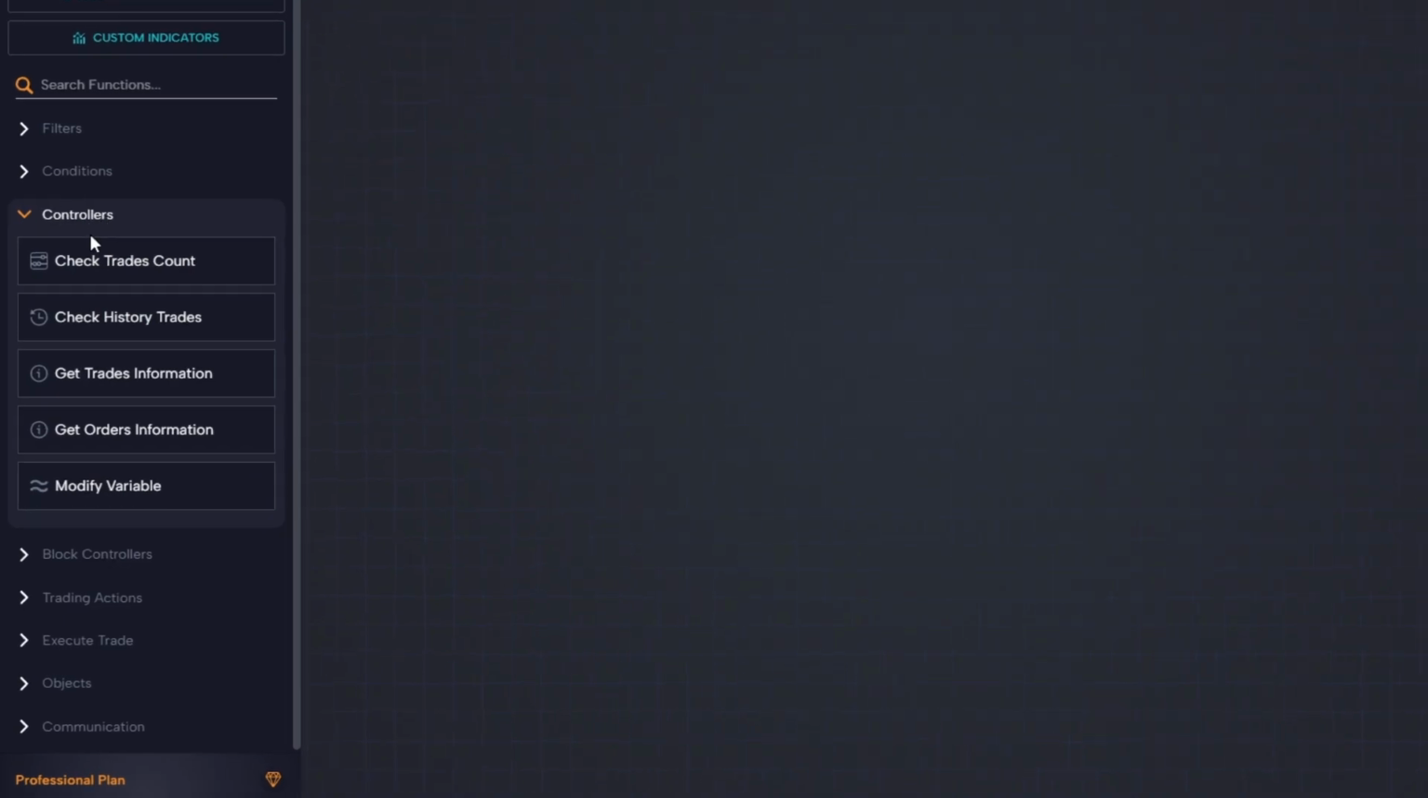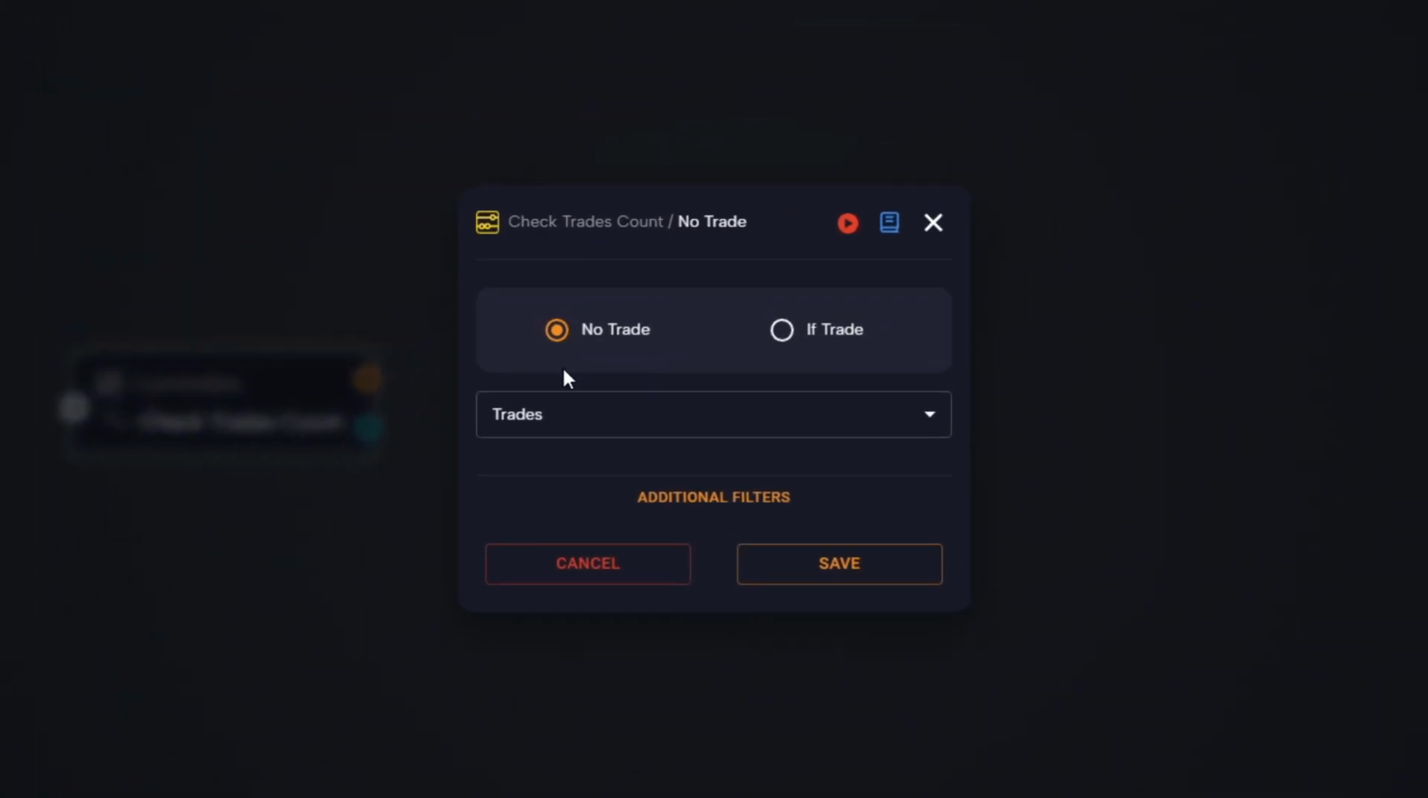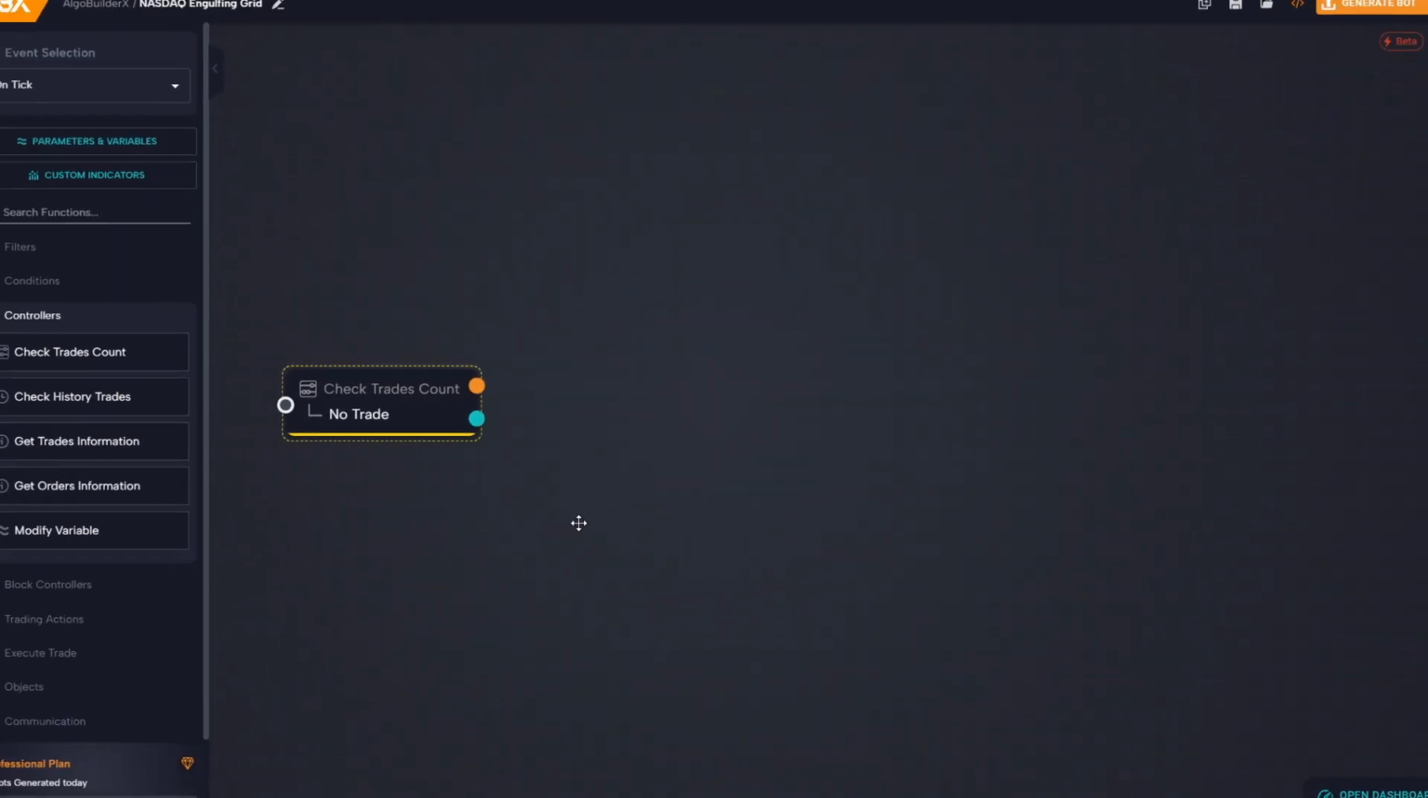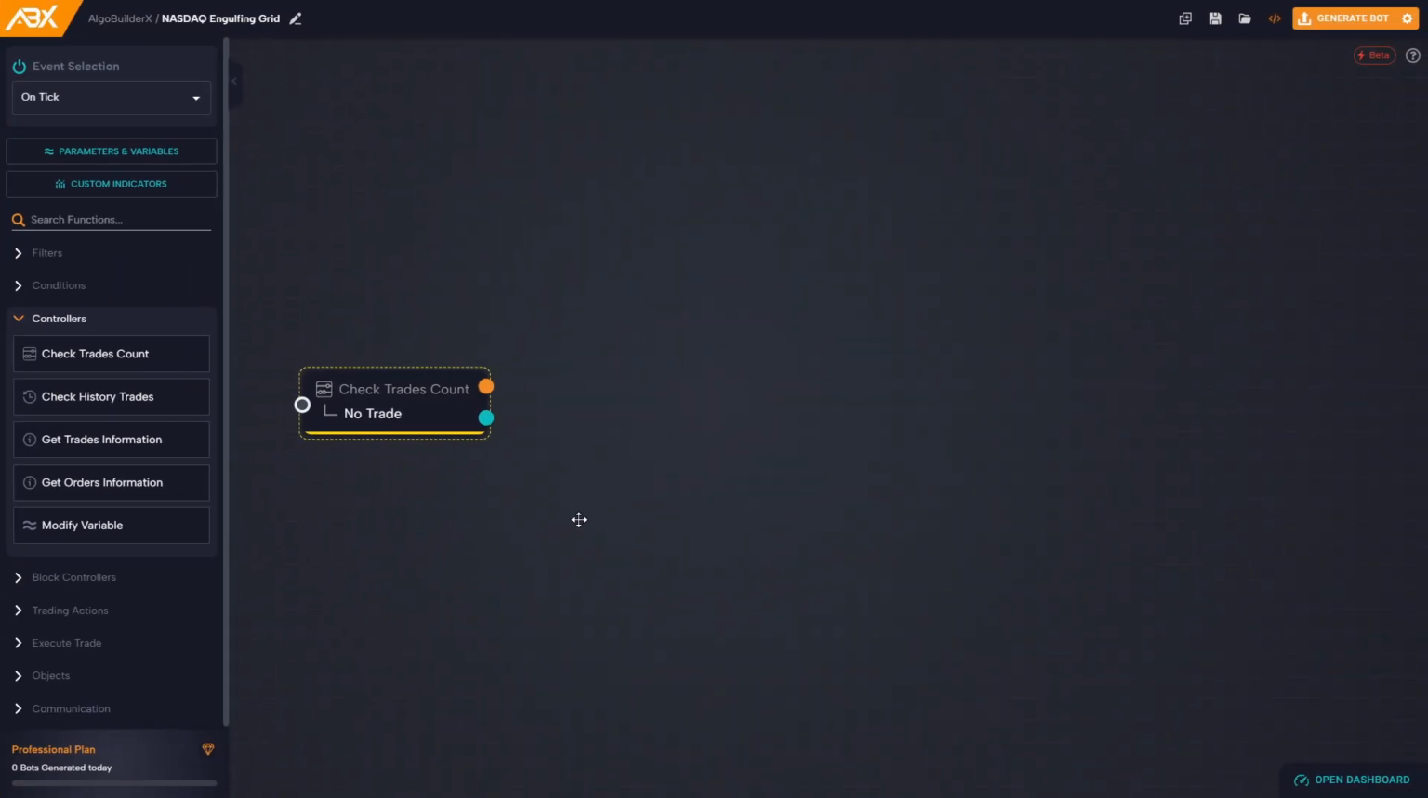Let's get started. First, we need to ensure the bot opens trades only when there are no active positions. We drag the Check Trades Count block and set it to No Trade. This prevents the bot from opening multiple positions at the same time.